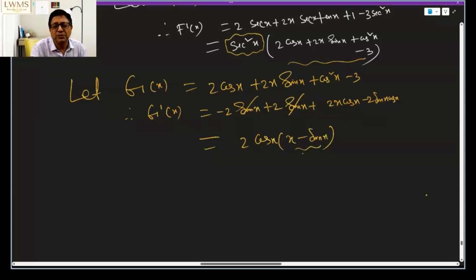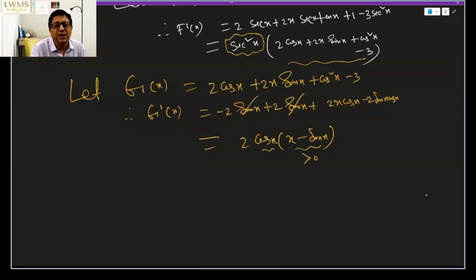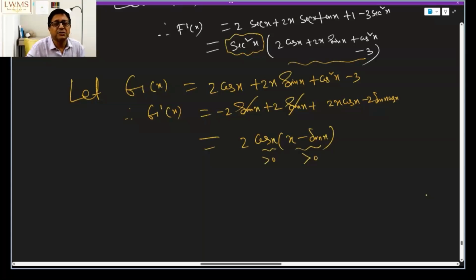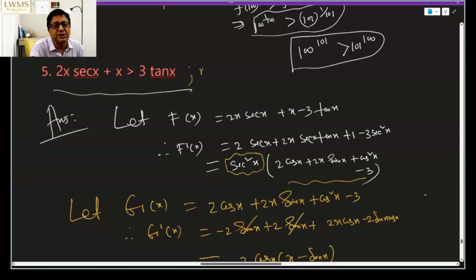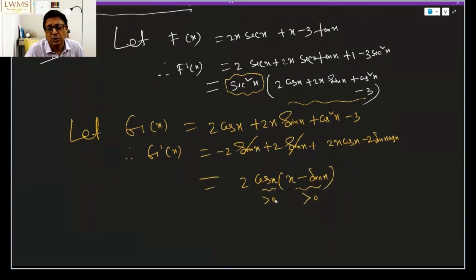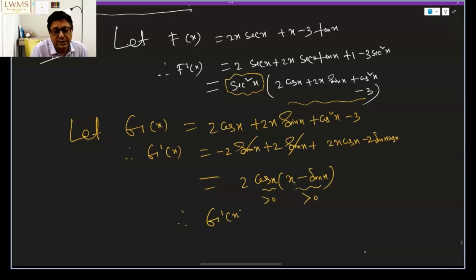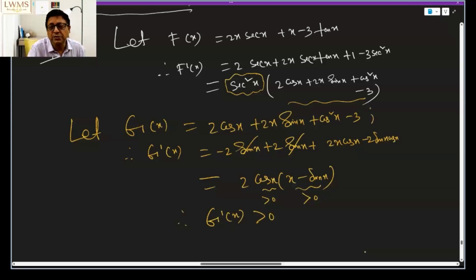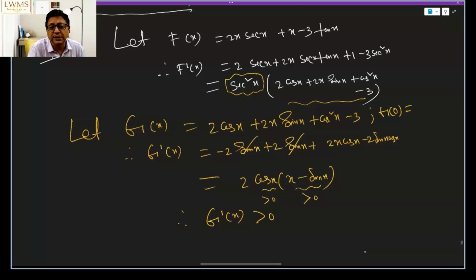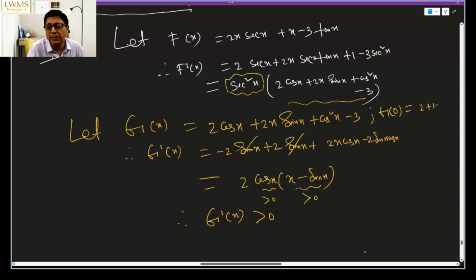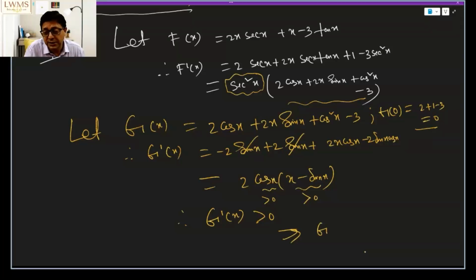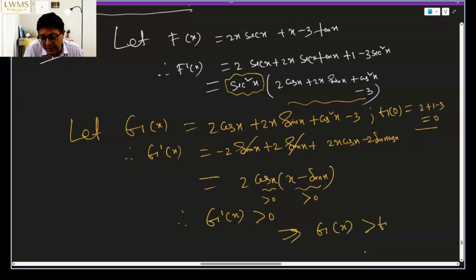We have seen before, I am not doing it again. This is greater than 0 and in the interval x greater than 0. This inequation, I forgot to write the restriction x greater than 0. Okay. So this is positive. This is also positive. So g dash x greater than 0. Also g0, just check it here: 2 plus 1 minus 3, that is 0. So this implies gx is greater than g0.